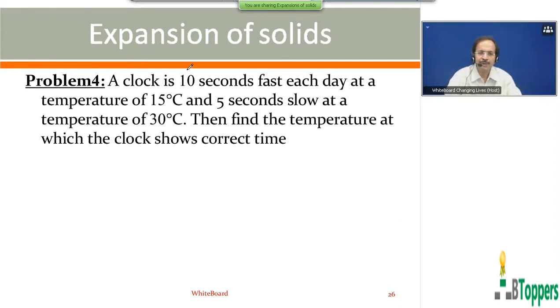Look at the problem here on the screen. I am going to read out the problem now. A clock is 10 seconds fast each day at a temperature of 15 degrees centigrade and 5 seconds slow at a temperature of 30 degrees centigrade. Then find the temperature at which the clock shows correct time.